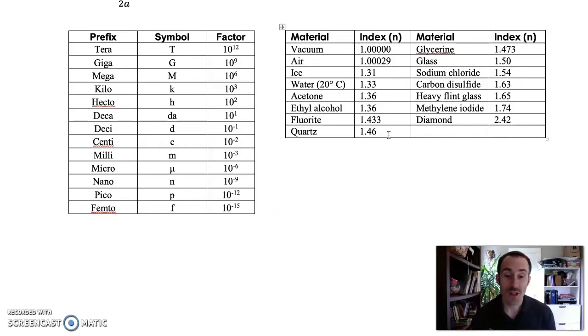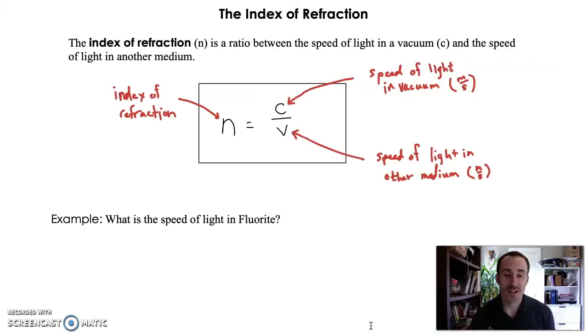And so if we're looking at fluorite, 1.433. I would encourage you to Google fluorite because you probably don't know what it looks like, but it's a really interesting mineral. 1.433 is the index of refraction. And so we can use that to figure out what the speed of light is in fluorite. So we know that the formula we're using is n equals c over v. n equals c over v.